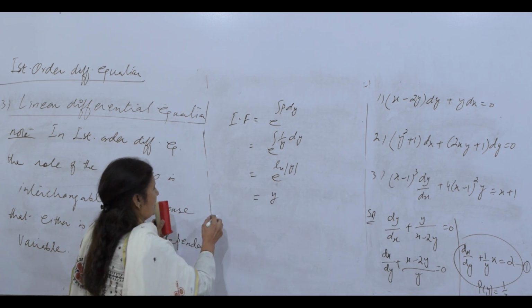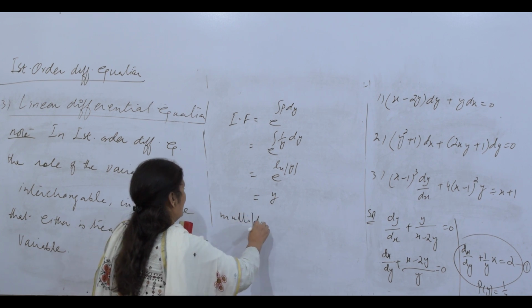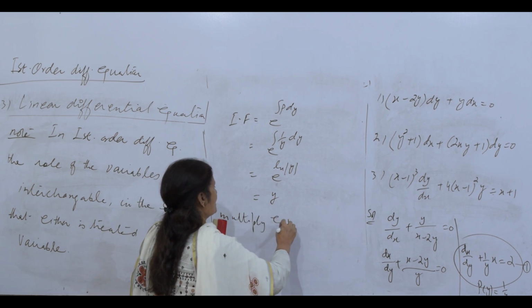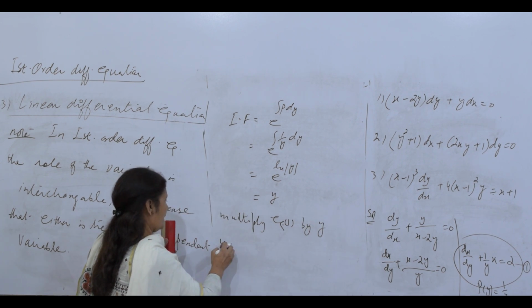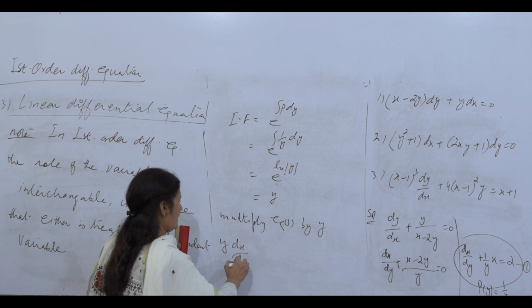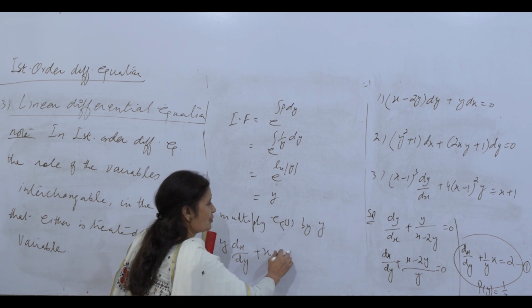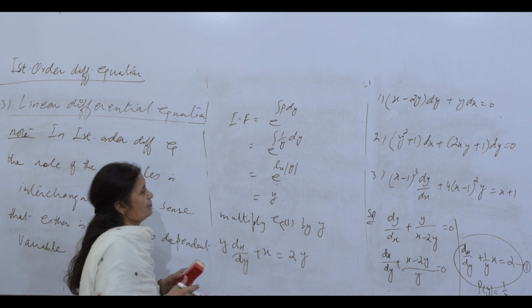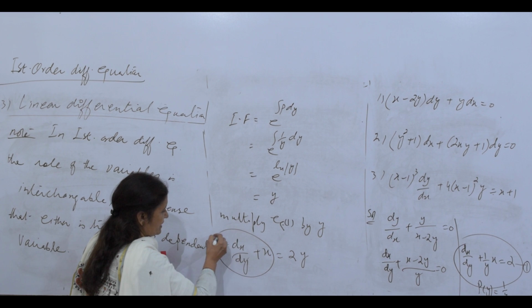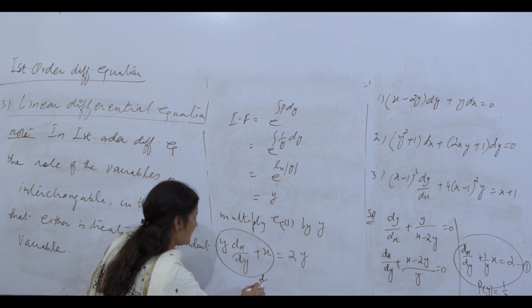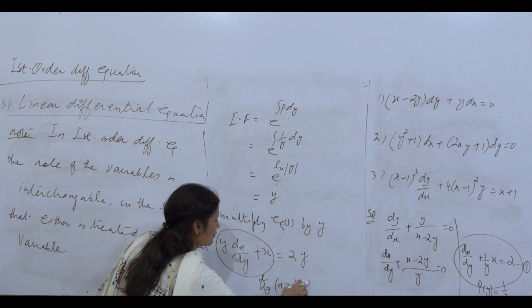Call this equation 1. Multiply equation 1 by y. So this becomes y dx by dy plus x is equal to 2y. You multiplied with y. So the left hand side can be written as d by dy of x into y is equal to 2y.